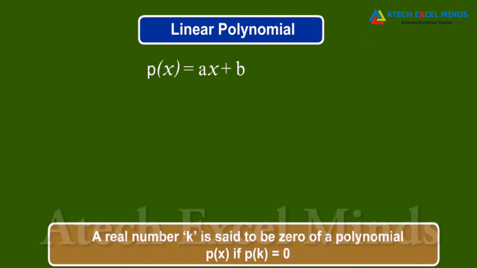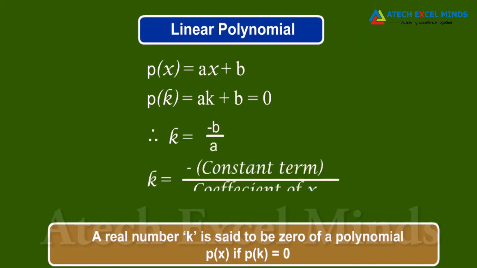A real number k is said to be 0 of a polynomial p of x if p of k is equal to 0. For this linear polynomial, ak plus b is equal to 0. Hence, k is equal to minus b upon a. This is also equal to minus of constant term divided by coefficient of x. Let's find out this relation for quadratic polynomial.